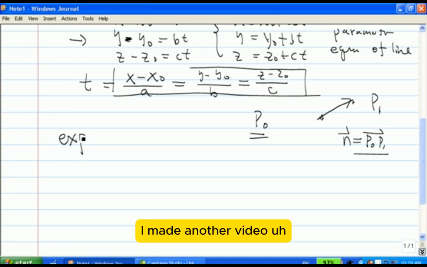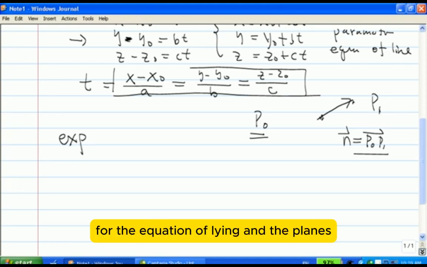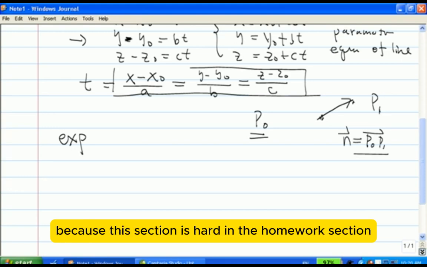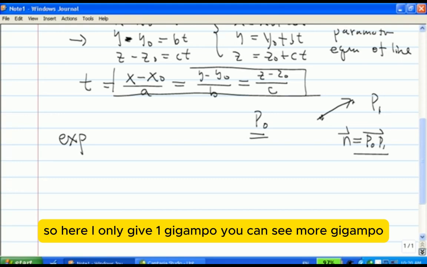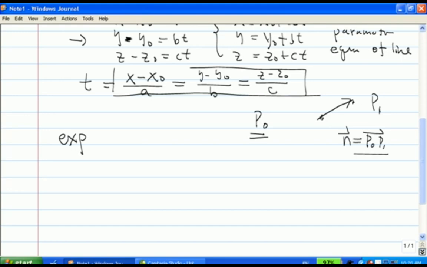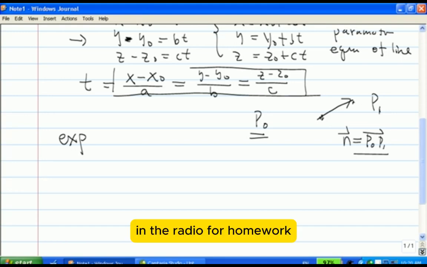I made another video for the equation of lines and the planes because this section is hard. In the homework section, here I only give one example. You can see more examples in the video for homework, finding the equation of lines and the planes.